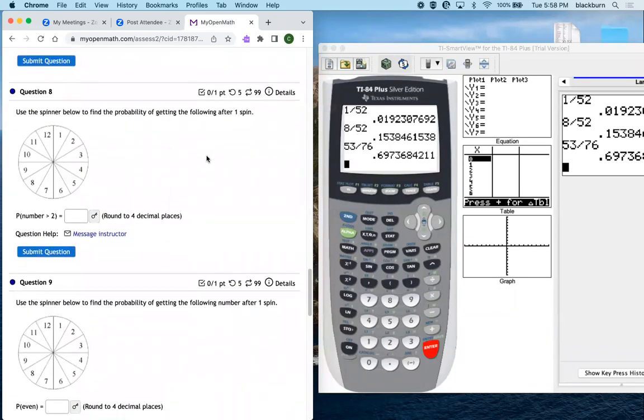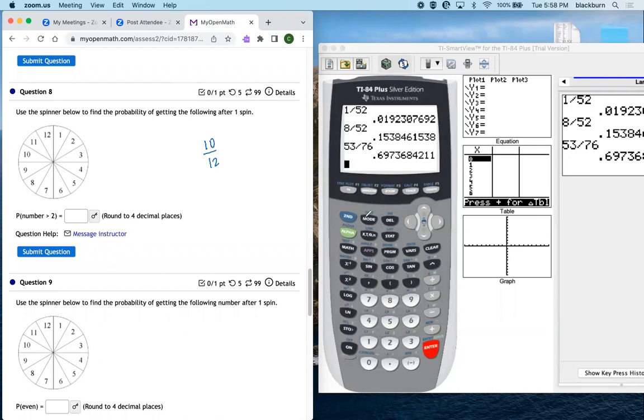So use the spinner below to find the probability of getting the following after one spin. So you want to find the probability that the number is greater than 2. There are 12 numbers altogether in the spinner. We're going to assume each number is equally likely to be landed on. So there are 10 numbers greater than 2, right? 3, 4, 5, 6, 7, all the way up to 12. There's 10 numbers greater than 2 out of 12.